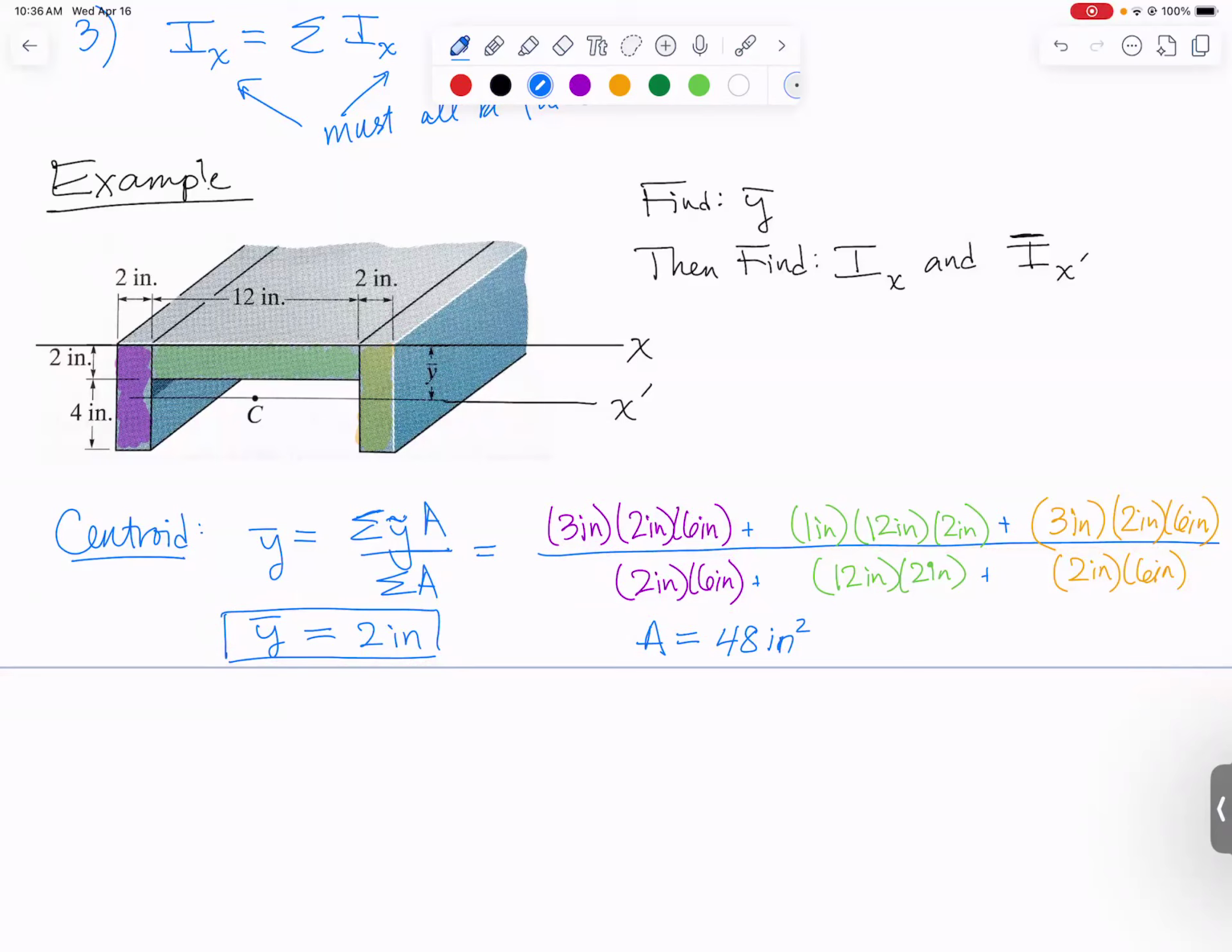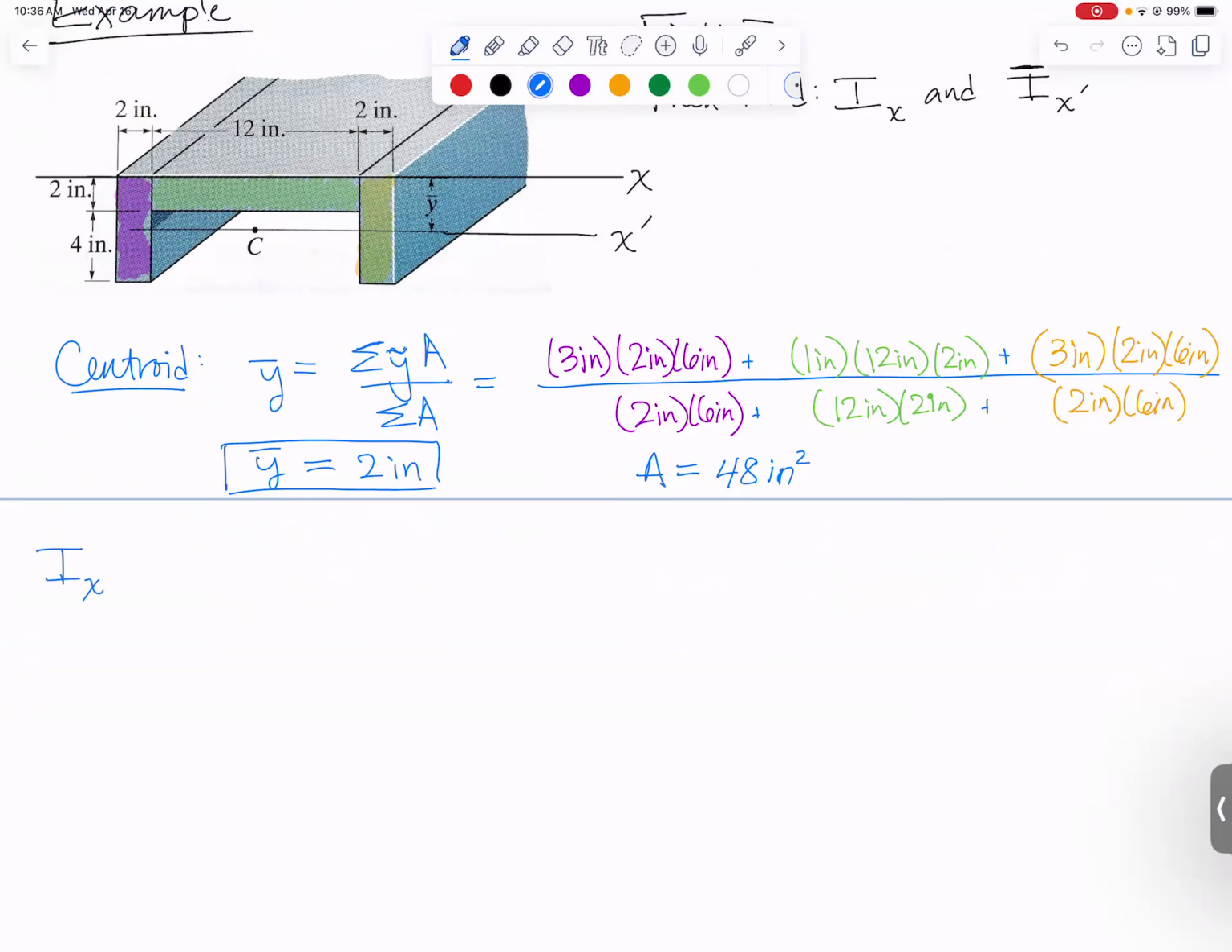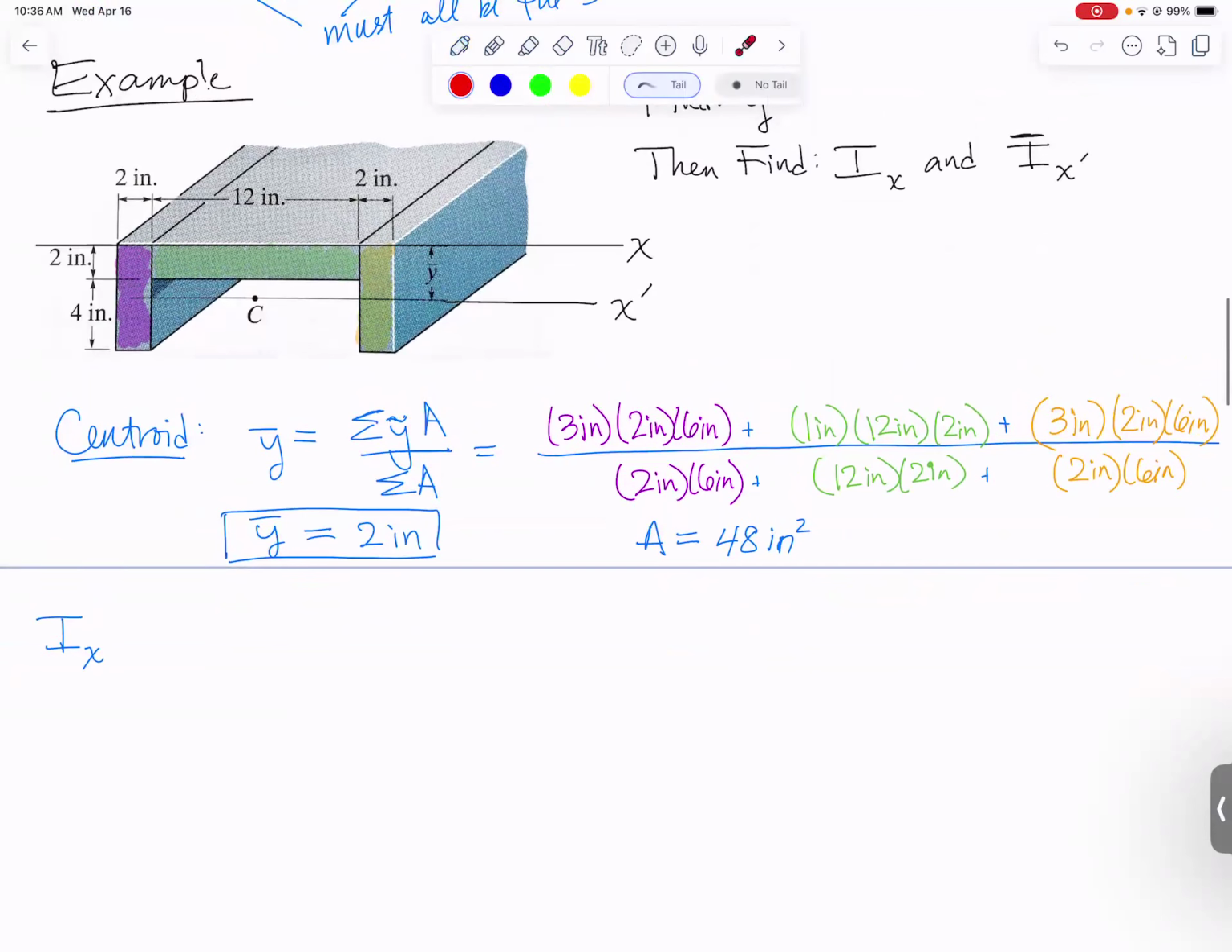On to the new fun stuff. We need to do moment of inertia. We've got 3 shapes to find the moment of inertia of. I like to do the x-axis first. And the reason I like to do the x-axis first is that we just found the distances from the x-axis to the centroid of each shape. That's our dy that we're going to square in just a minute. So since I already just found these, it's really handy to just use them again.